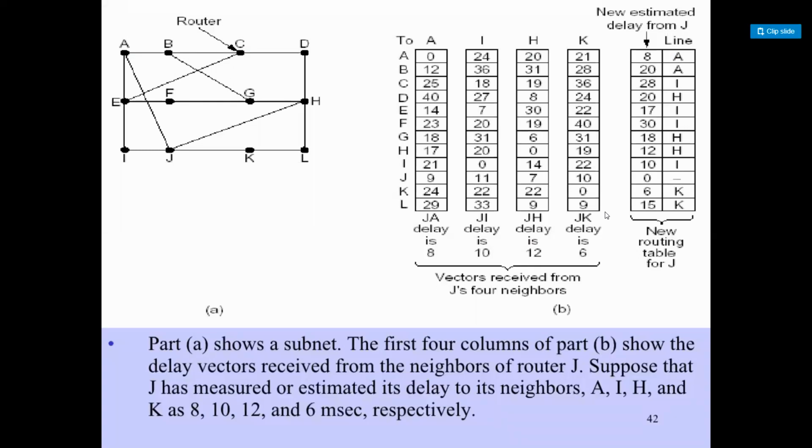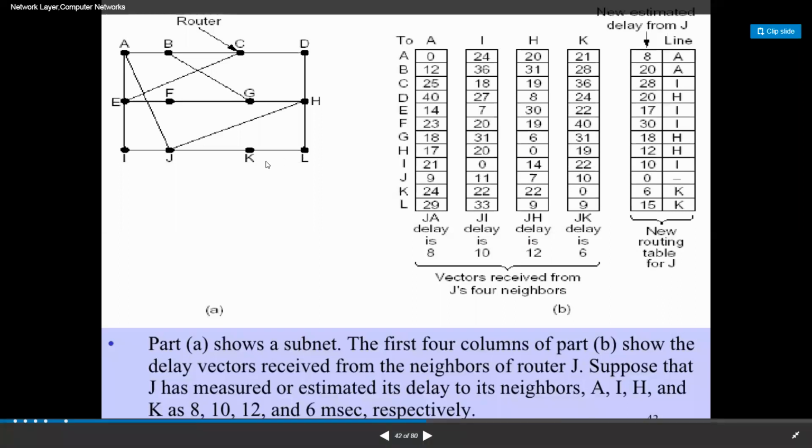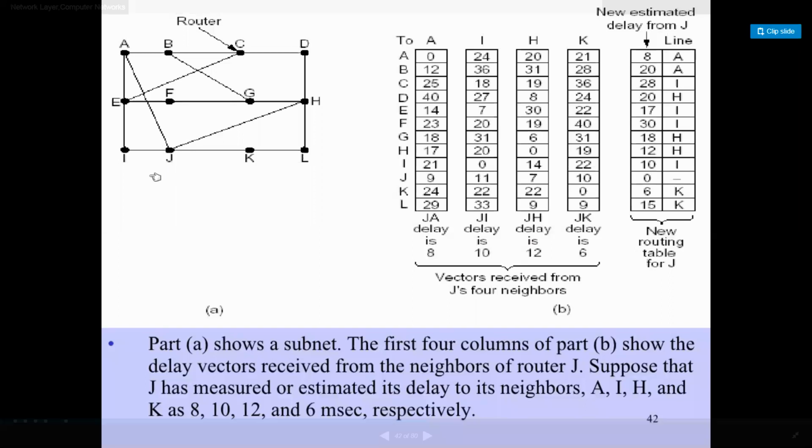Here we have taken an example. Just see my cursor point. We have taken router J as the example. This subnet contains nodes or routers A, B, C, D and so on. The delay from router J to all its neighbors, that means the distance from J to all its neighbors. What are the neighbors of J here?